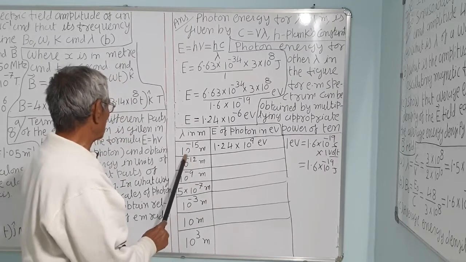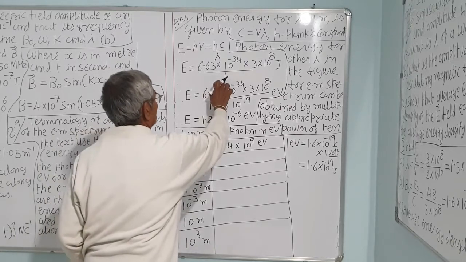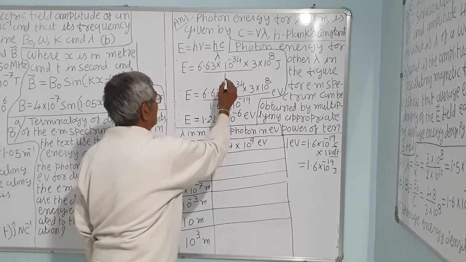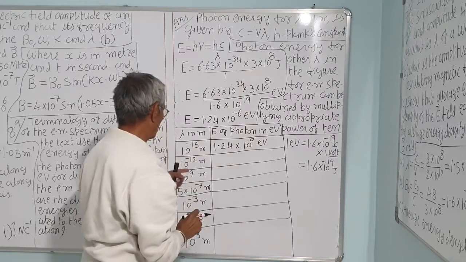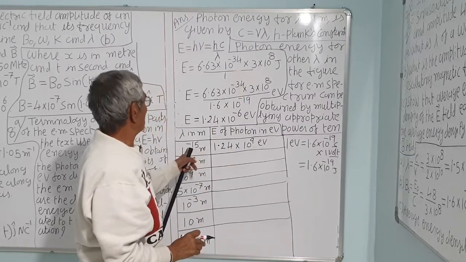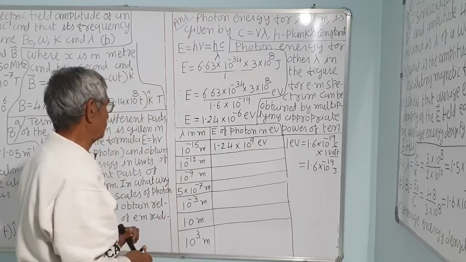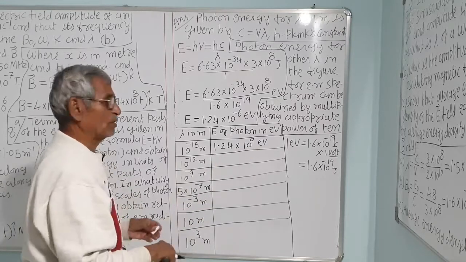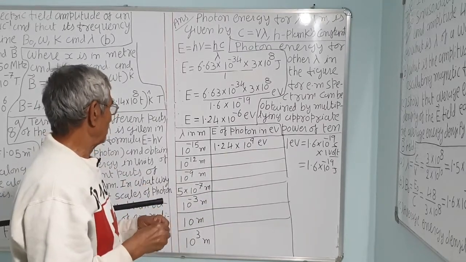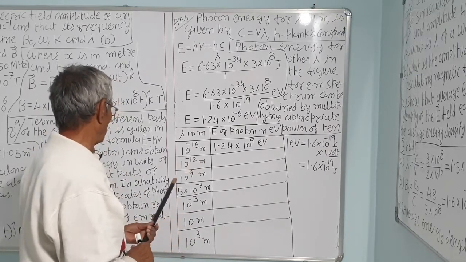Now if lambda is 10 raised to minus 15, we divide by 10 raised to minus 15 instead of 1. If you put 10 raised to minus 15, this figure will go up, so that will be plus 15, into minus 6, that is 9. So 1.24 into 10 raised to 9 electron volt. It's a very high energy, the energy of a gamma ray, which is due to the transition in the nuclear states.